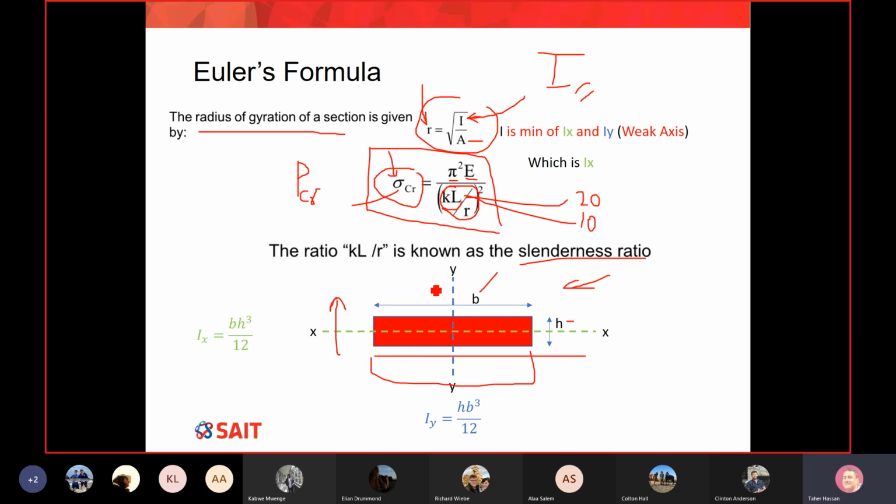I'm asking you, can you do that here around YY? For example, after you apply compression, are you able to push your section this way?